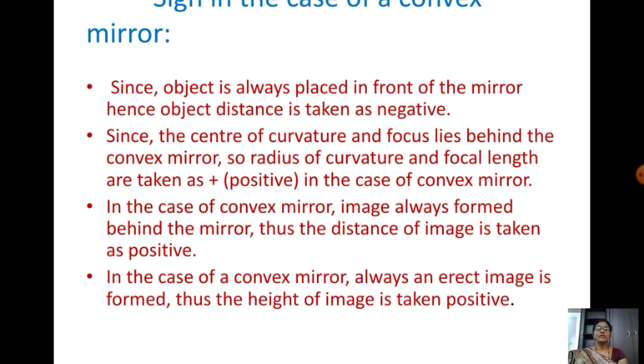Sign in the case of a convex mirror. As I said earlier, object is always placed in front of the mirror, and hence the object distance will be taken as negative. The center of curvature and the focus lie behind the convex mirror, so the radius of curvature and the focal length are taken as positive in the case of a convex mirror. In the case of a convex mirror, image is always formed behind the mirror, thus the distance of the image is taken as positive. In the case of convex mirror, always an erect image is formed, thus the height of the image is taken as positive.